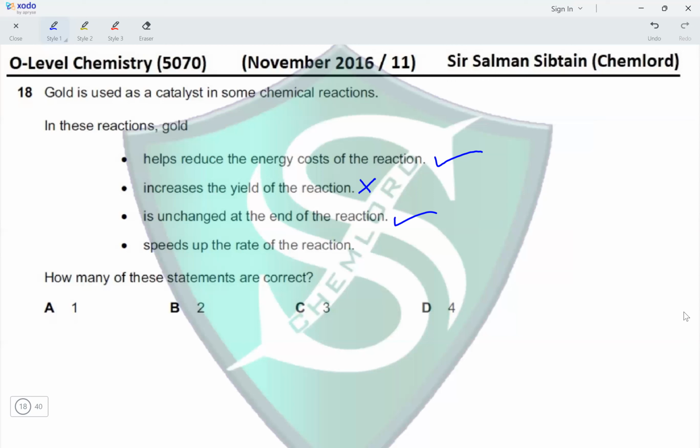Speeds up the rate of reaction, that is the purpose of a catalyst. A catalyst speeds up the rate of reaction by providing an alternate pathway, one having a lower requirement of activation energy. So, how many of these statements are correct? Three of these statements are correct, making option C the correct option for this question.